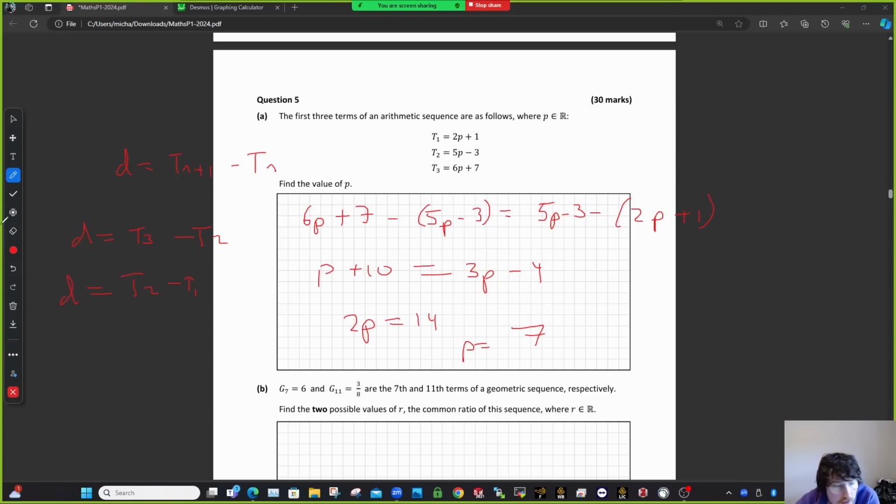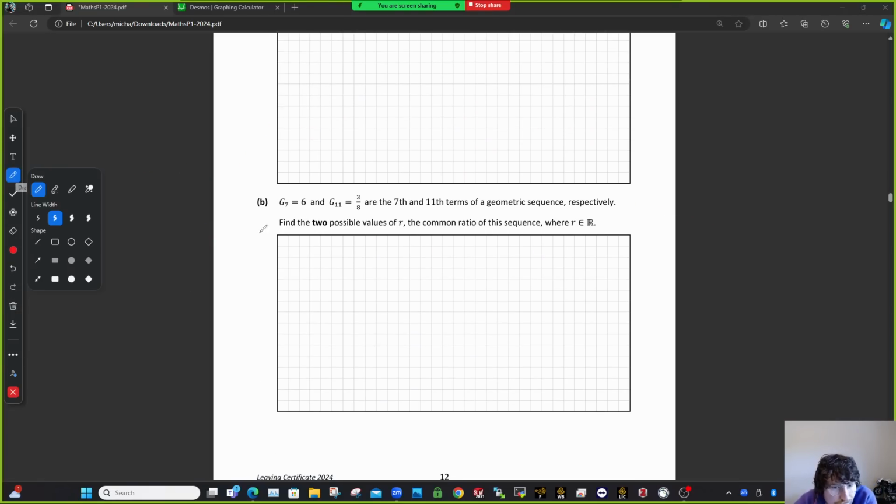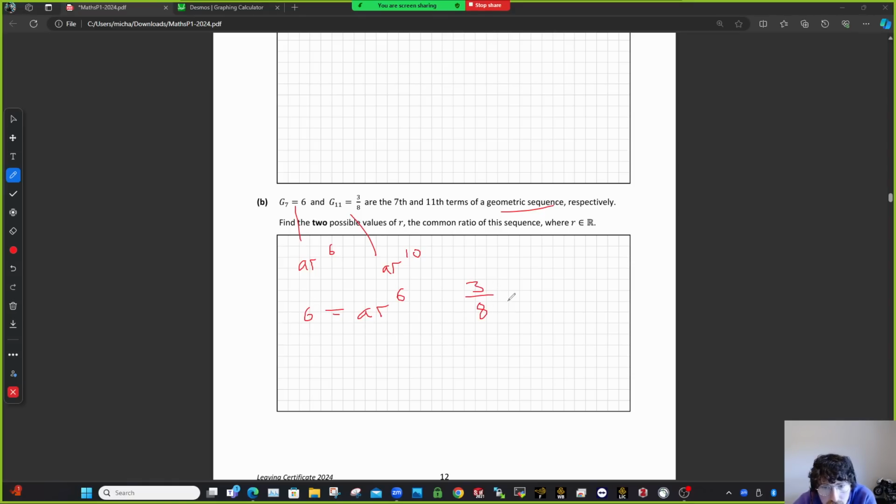Now, this down the bottom, this is a good question. A lot of people will be scratching their heads on how there are two values. This is a geometric sequence, and the formula for a geometric sequence Tn is in your tables book. So T7 is equal to a r to the 6. This one is a r to the 10. So 6 equals a r to the 6, and 3 over 8 equals a r to the 10.